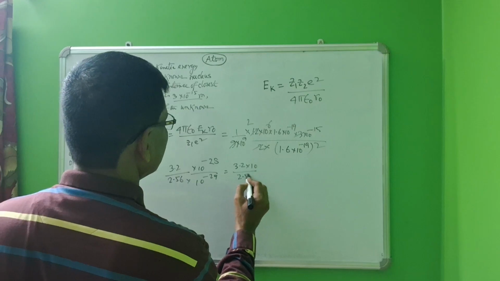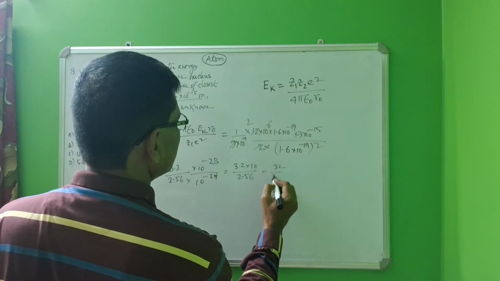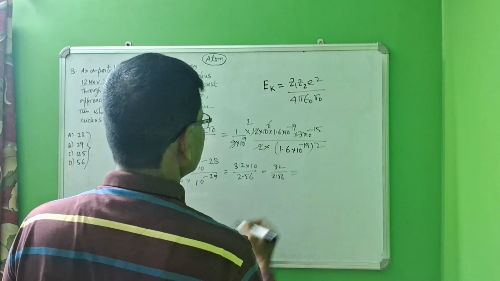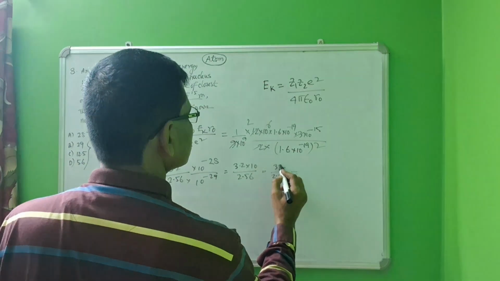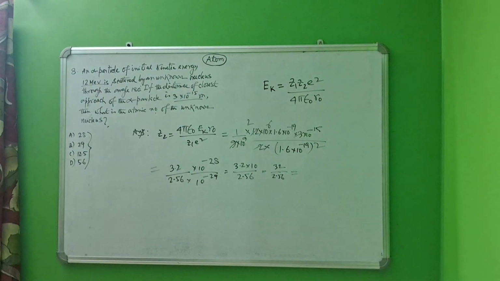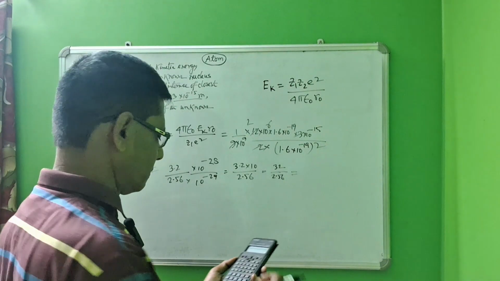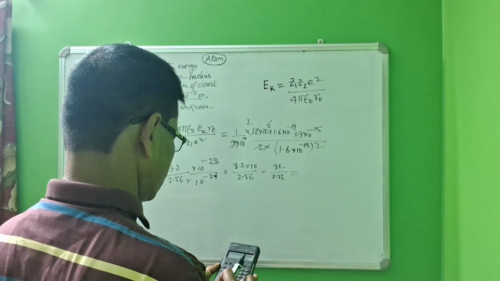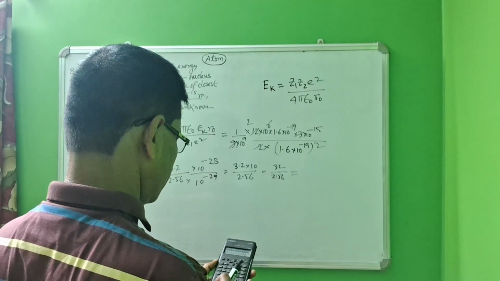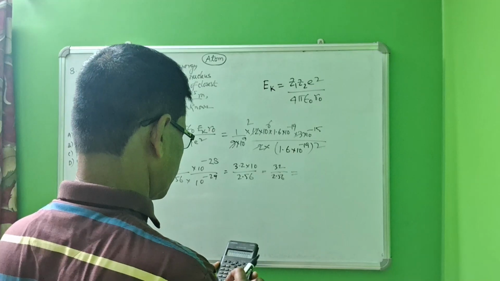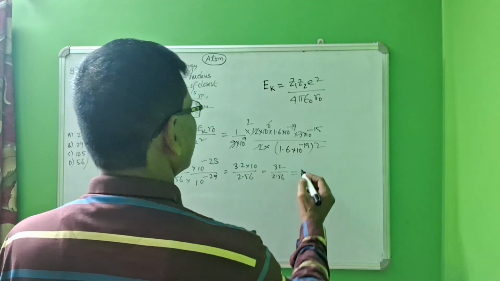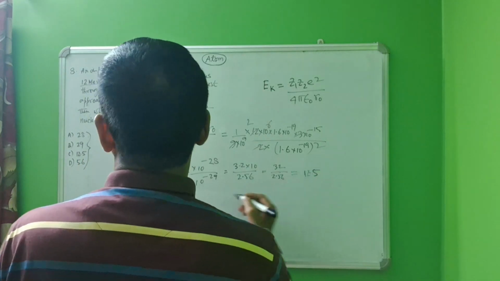This divided by 2.56 is equal to 32 by 2.56. Let me calculate it again. 32 by 2.56 equals 12.5. So the answer is C.